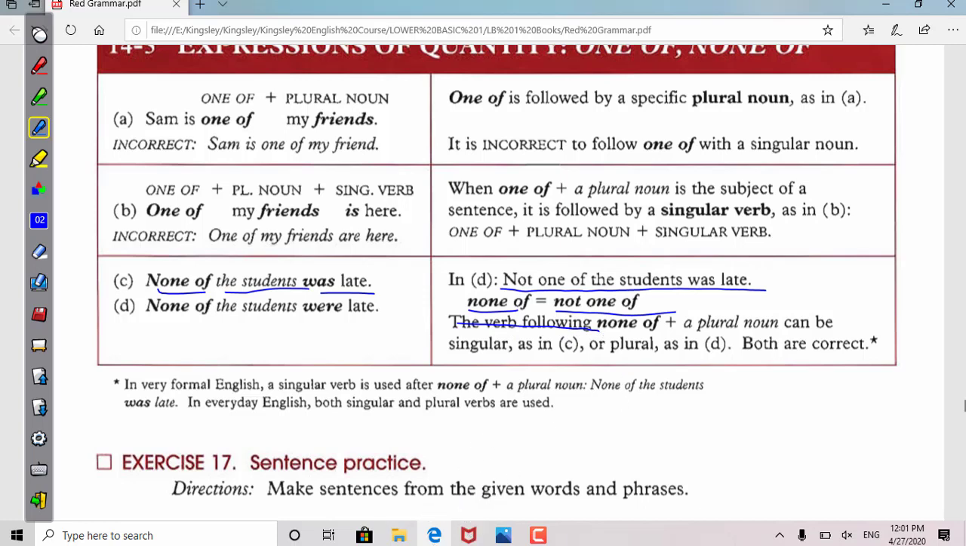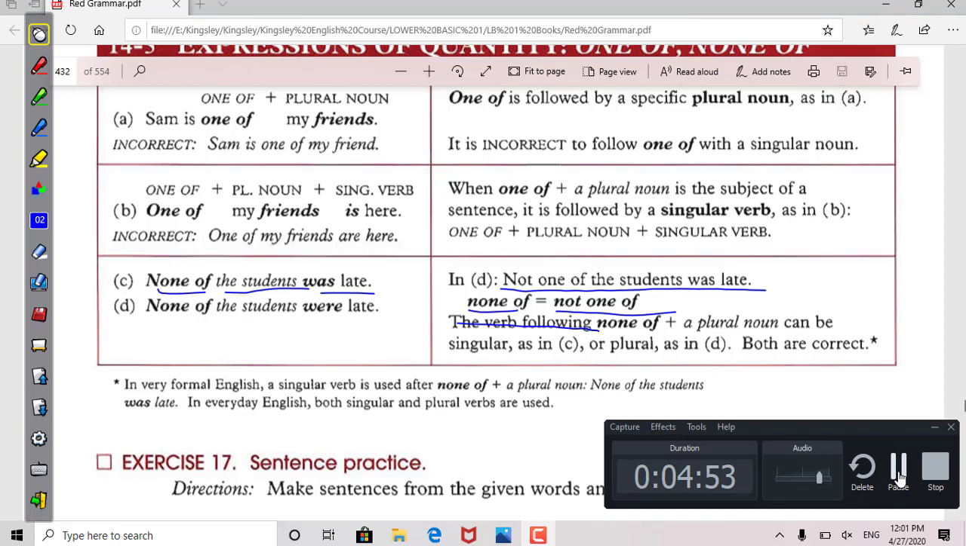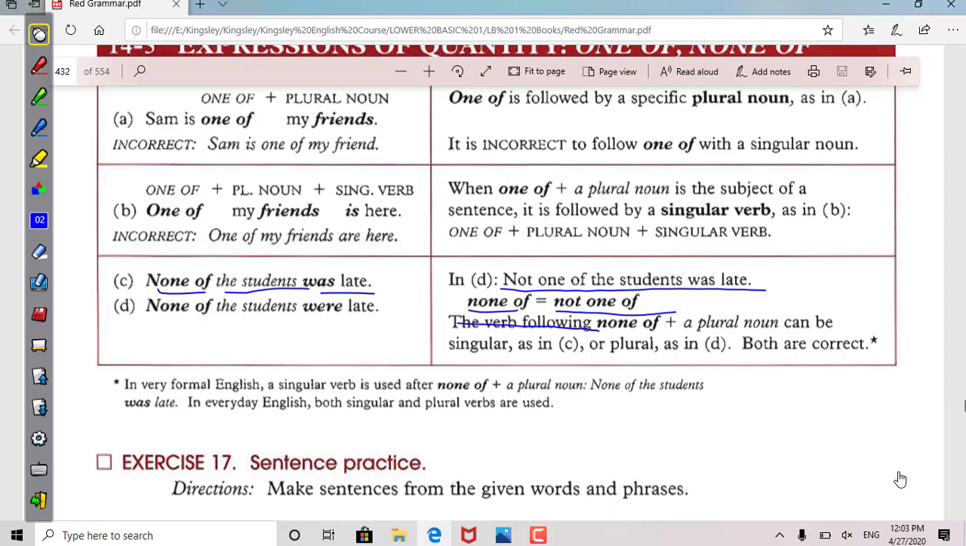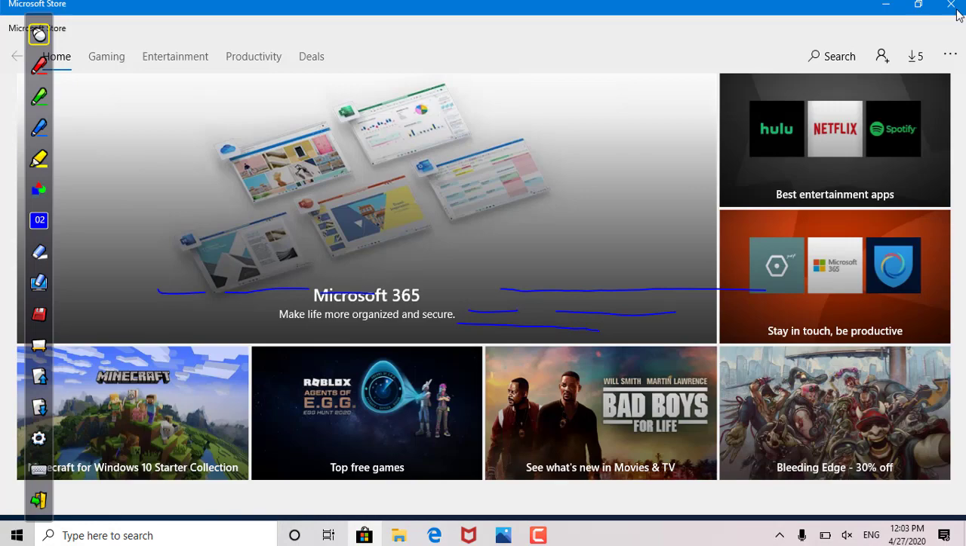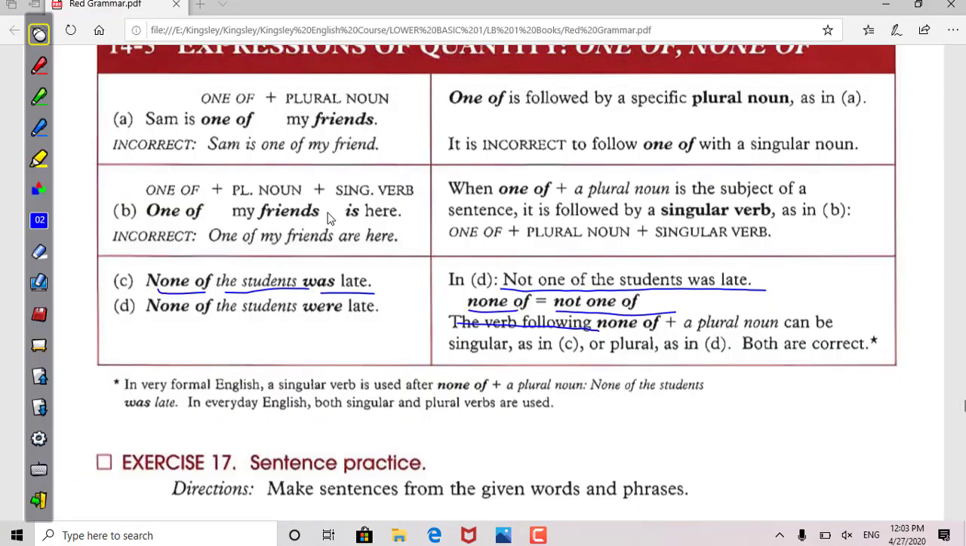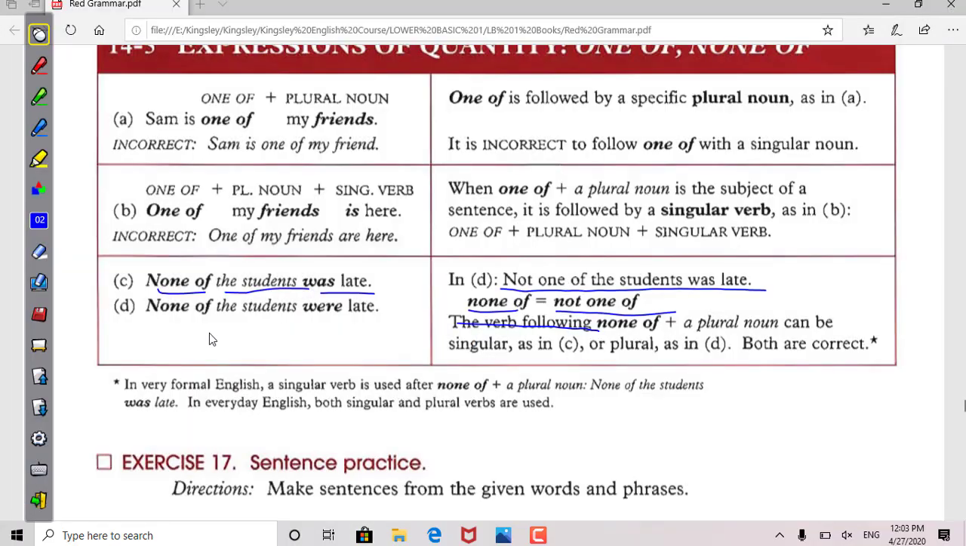The verb following the noun, for part C. So when we talk about none of, it means not one. So none of the students was late. It means that not one of the students was late.